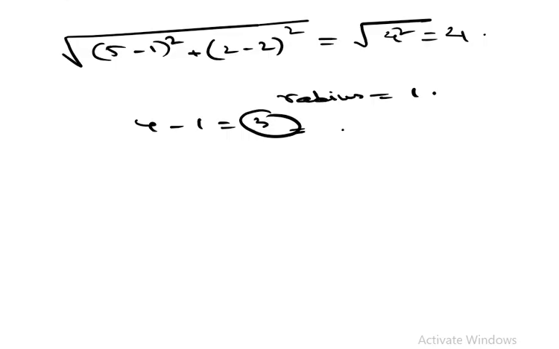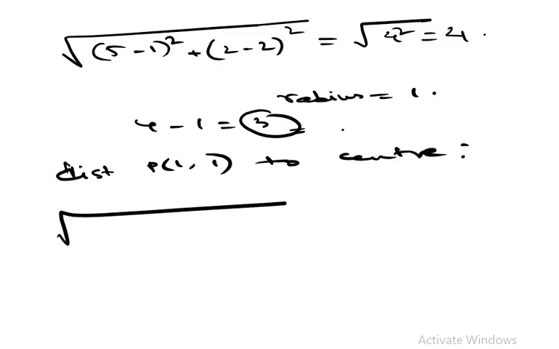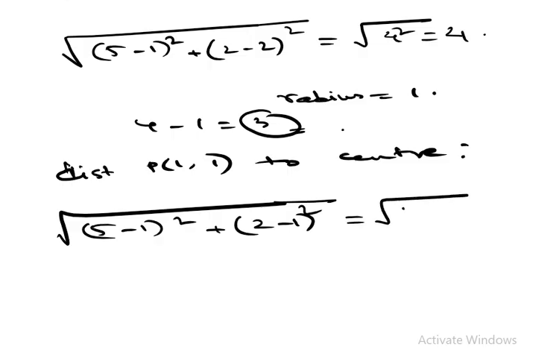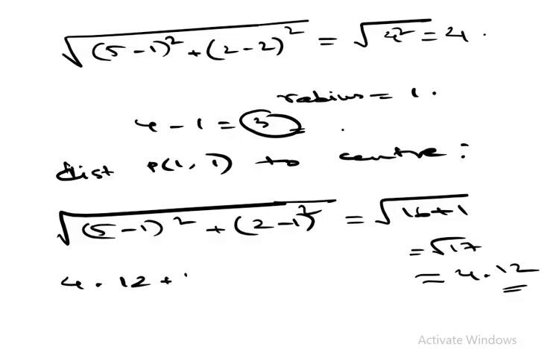Now check the endpoints. Distance from P (1, 1) to center will be what? Root over of (5 minus 1) whole square plus (2 minus 1) whole square. That is root over of 16 plus 1, that is root 17, which is near about 4.12. Okay, so the distance to farthest point on circle is 4.12 plus 1, that is 5.12.